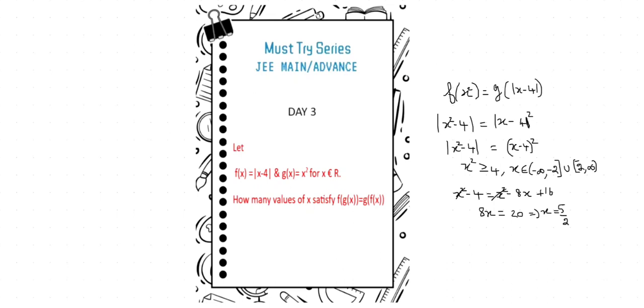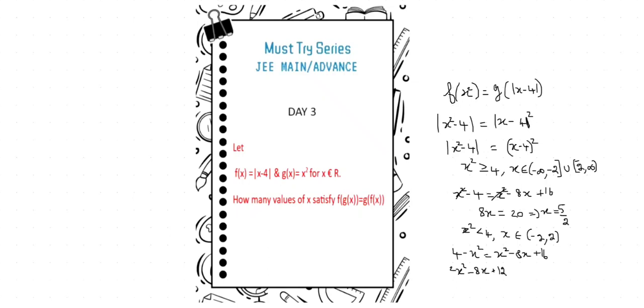On the contrary, if the x squared value is less than 4, we understand x should belong to the open interval of minus 2 to plus 2. Then the value inside the modulus becomes negative, so the modulus will make it positive by reversing the signs. x squared minus 4 will become 4 minus x squared. The right hand side will become x squared minus 8x plus 16. So you have a quadratic to solve now. It becomes 2x squared minus 8x plus 12 equal to 0.